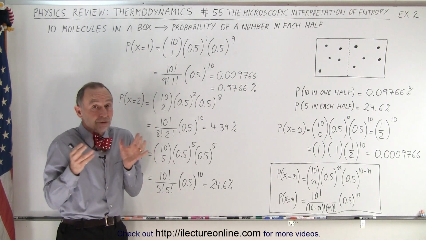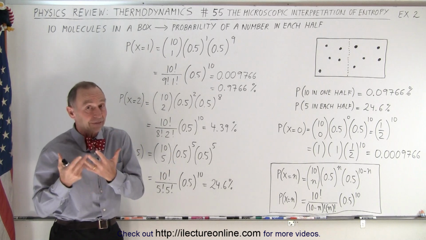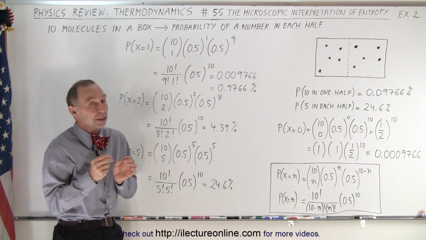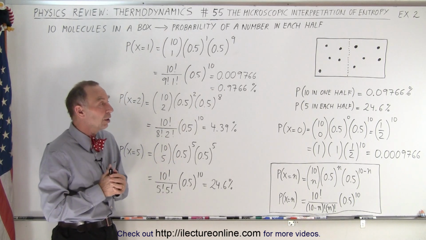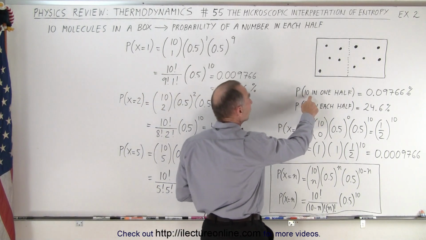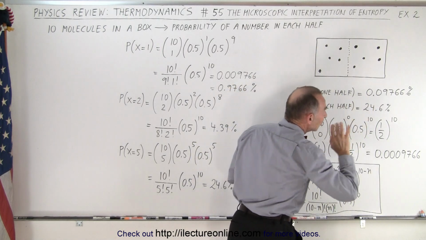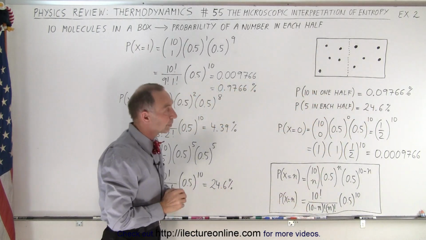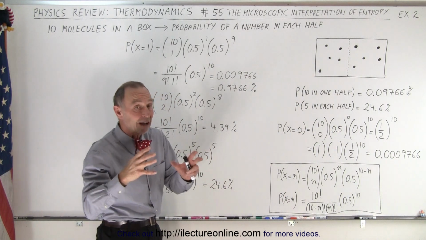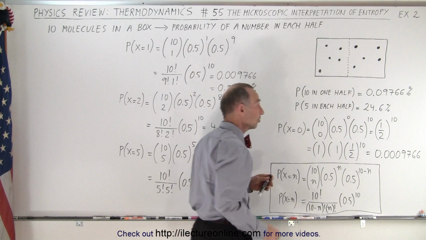It is less likely to find all of them on one side and none of them on the other side, although that could happen if you have 10 atoms in a box. Probability is fairly small. So I calculated the probability of having all of them on one side and none on the other side, and that probability is about 0.1%. Now the probability of having 5 on each side, that is almost a quarter, 24.6%.